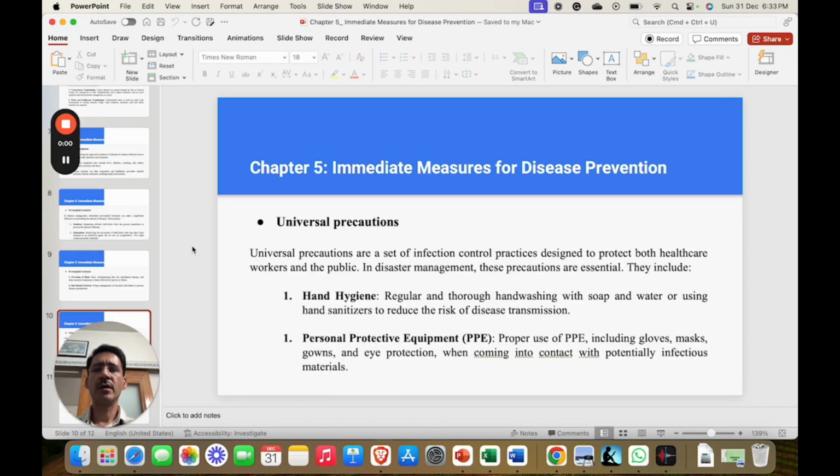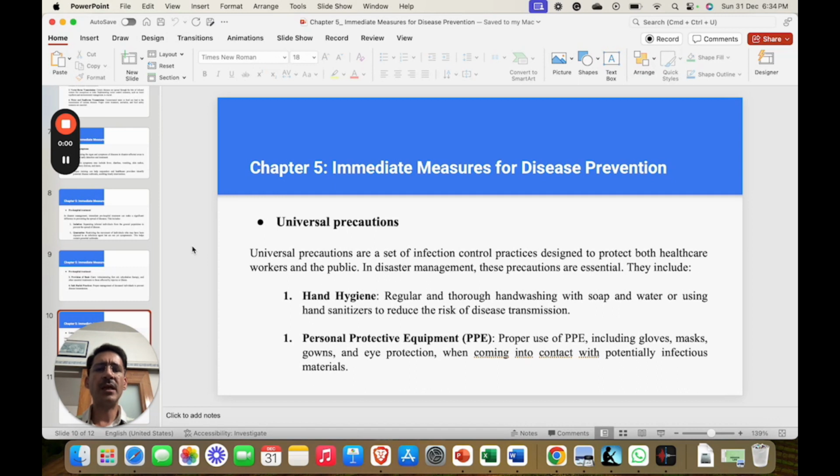Universal precautions. Universal precautions are a set of infection control practices designed to protect both healthcare workers and the public. In disaster management, these precautions are essential. They include hand hygiene, regular and thorough hand washing with soap and water, or using hand sanitizers to reduce the risk of disease transmission. Personal protective equipment.